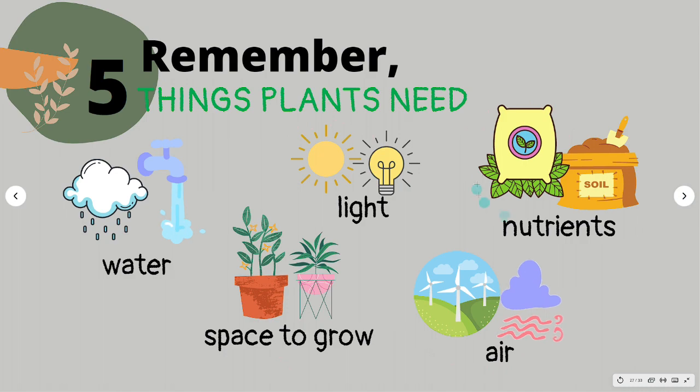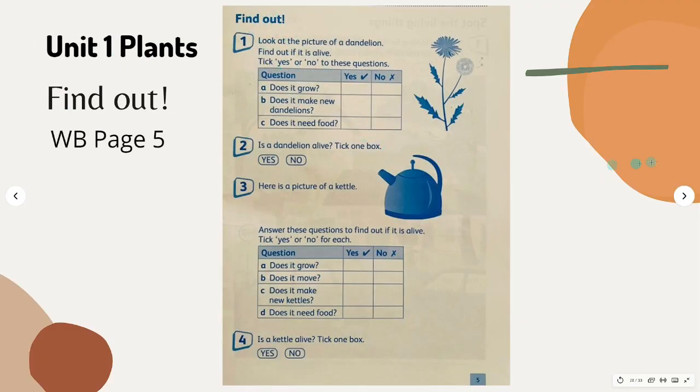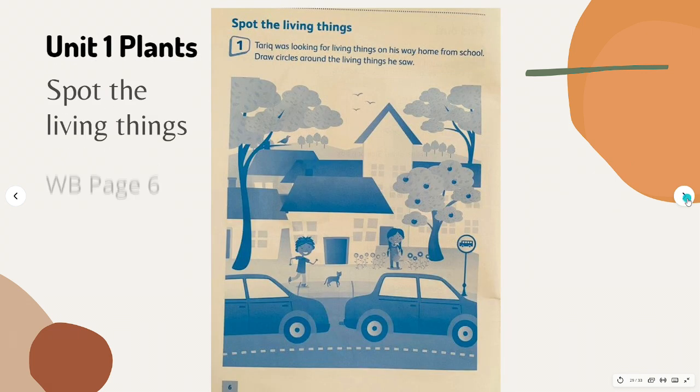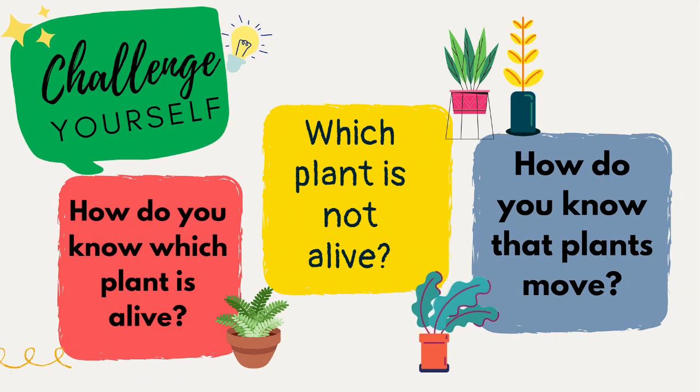Now, while completing the activity on your workbook, page 5, find out, and page 6, spot the living things, assess yourself if you can say that plants are living things. You can name things that are living and some that have never been alive and make comparisons between a flower, just the one that we did, if it is alive, and one that has never been alive.